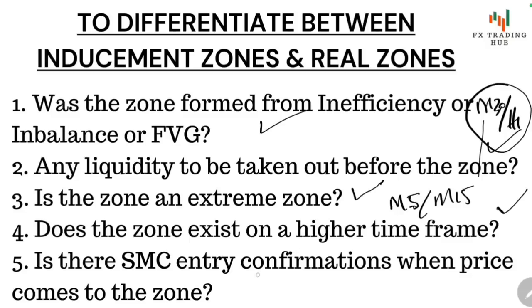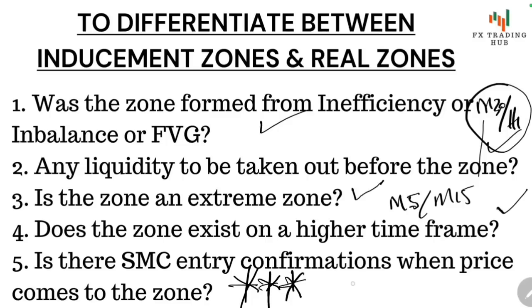Then finally, and this is the most important factor, you need to check whether you can see entry confirmations when price comes to the zone. For inducement zones, most times price will just blast through it without giving an entry confirmation. I will explain all this soon in the chart. So for inducement zones, price most times would come to it, blast through it, no entry confirmations.